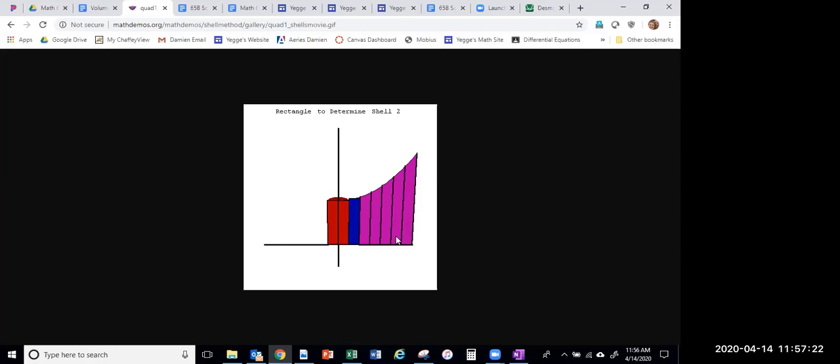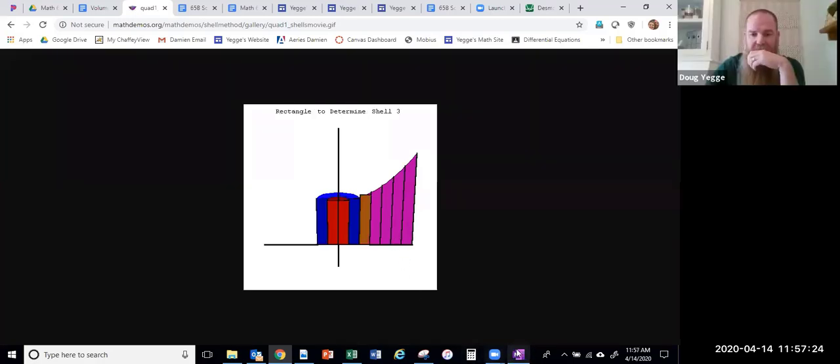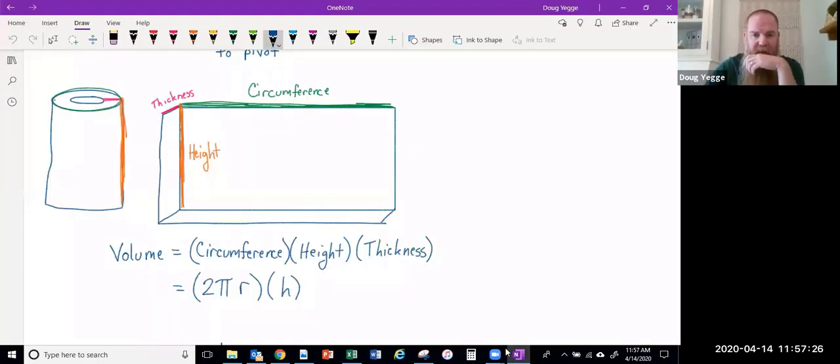dx. dx, exactly. So why don't we now just go ahead and recognize that the thickness is going to be dx. If they were horizontal rectangles, then it would of course be dy.